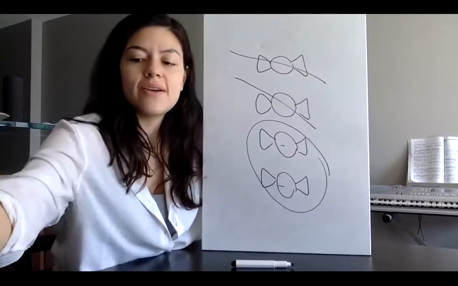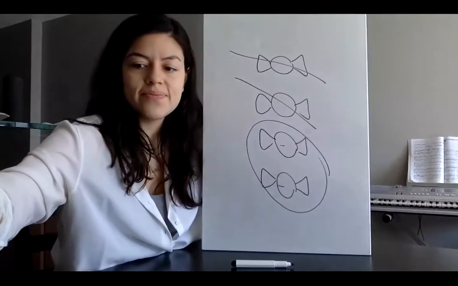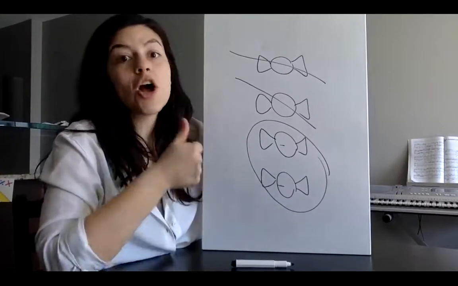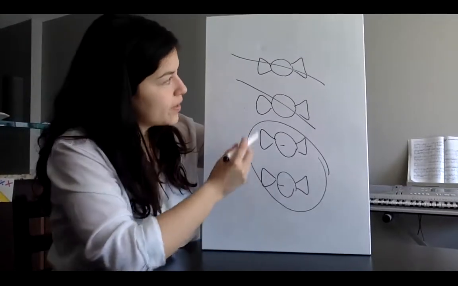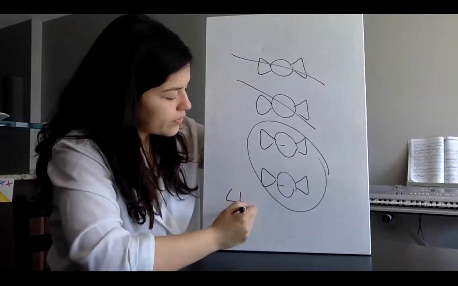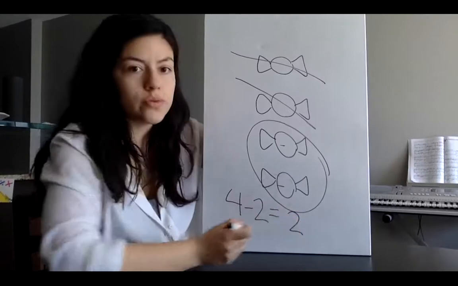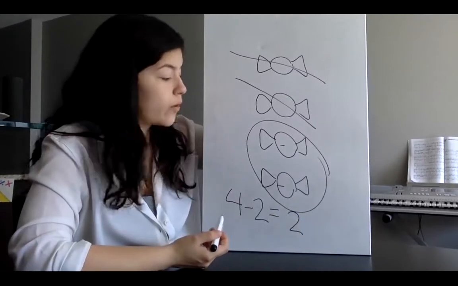So you see, girls, I solved that same problem 3 different ways. Fingers, objects, and drawings, and I got the same answer. Now I can very confidently make an equation. I started off with 4 minus 2 candies equals I'm left with 2. That is my equation for the problem.